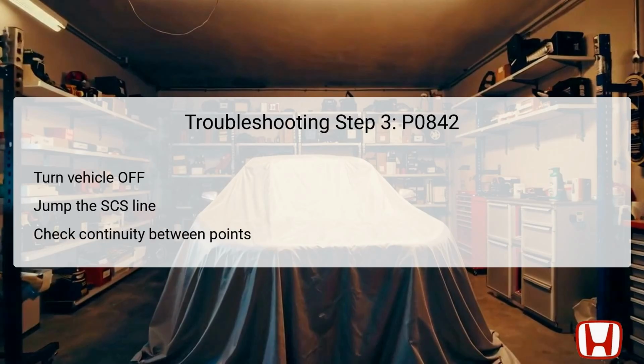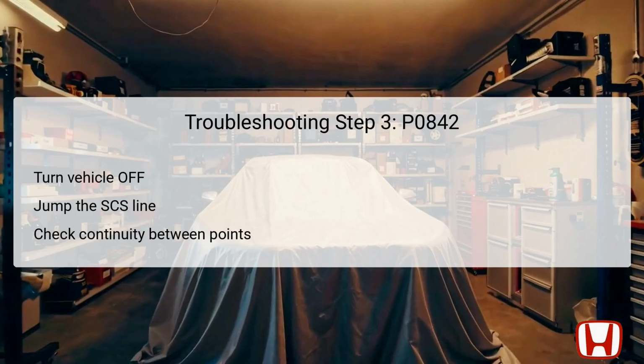The third troubleshooting step for DTC P0842 involves checking for a potential short circuit in the OP2SW line. Begin by ensuring that the vehicle is turned off and locked to ensure safety. Then, use the Honda Diagnostic System, HDS, to jump the SCS line and wait for more than a minute. This process is necessary to reset any stored conditions and prepare the system for further testing.